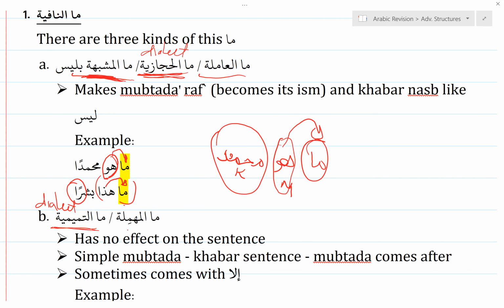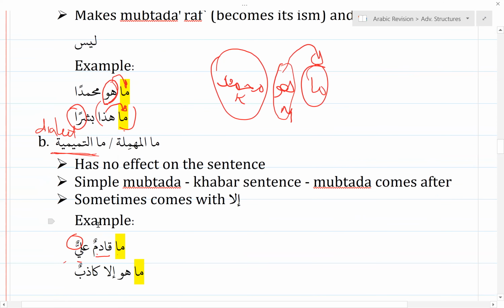It doesn't do anything. And the other way that you can remember this ma is by the name al-muhmila. So ahmala yuhmilu is to neglect. So this is the ma that has a job. Remember, the first ma is a working ma. It goes to work on the ism, makes it rafa, and on the khabar it makes it nasab.